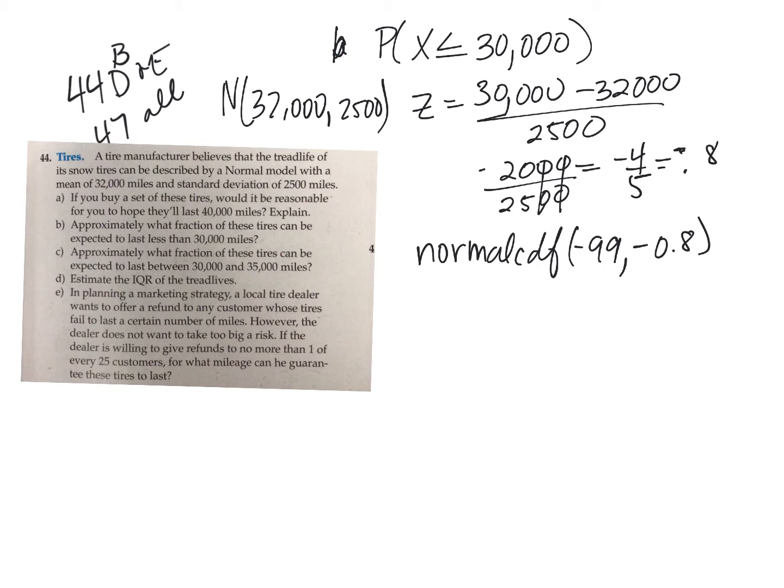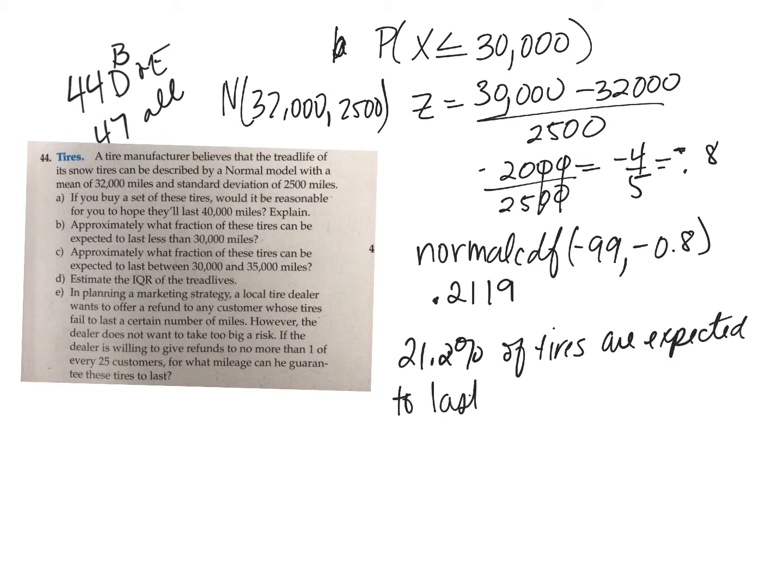And somewhere I have my calculator. So 21.2% of tires are expected to last less than 30,000 miles.